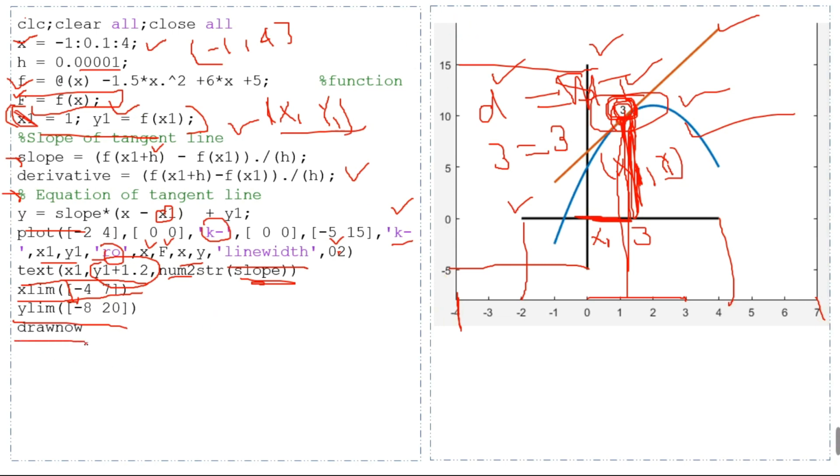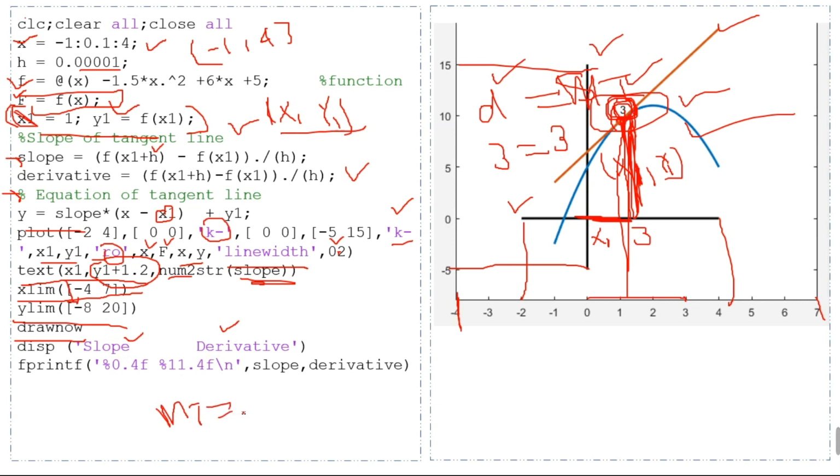Next we use the drawnow command, and then we display the slope and the derivative to check whether the slope of the tangent is equal to the derivative or not. Then we print the result with 4 decimals, with a field width of 11 and 4 decimals, and use a new line for the slope and derivative.